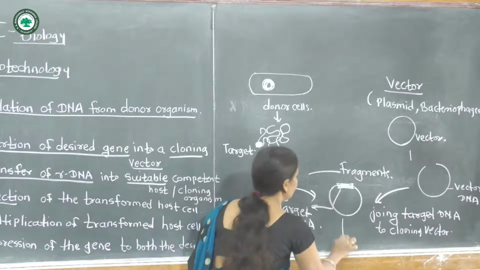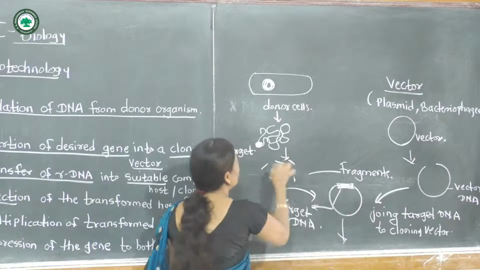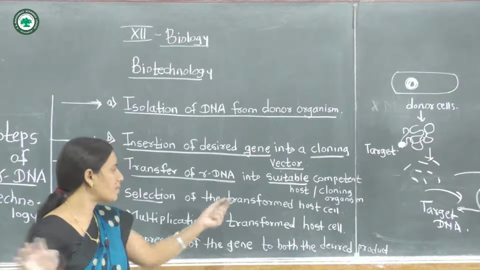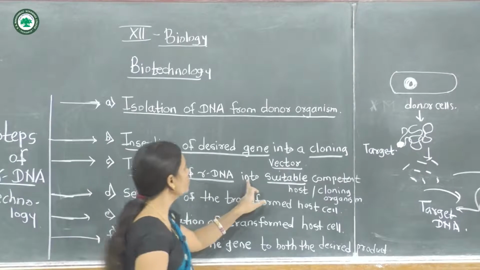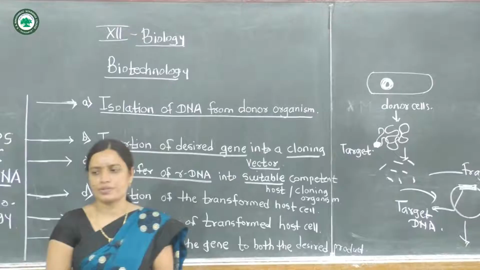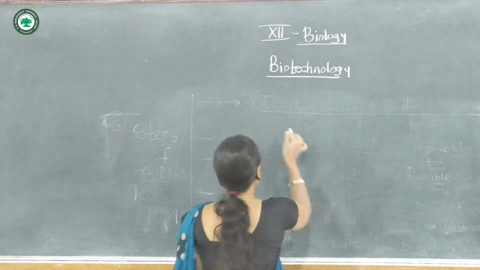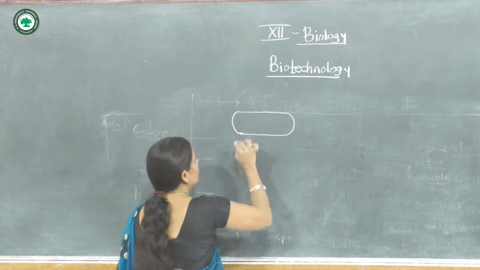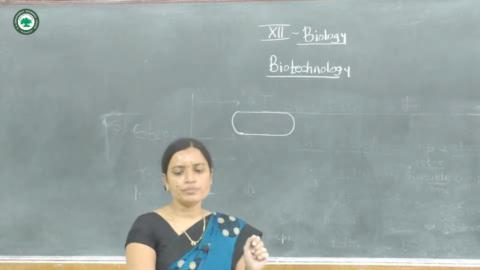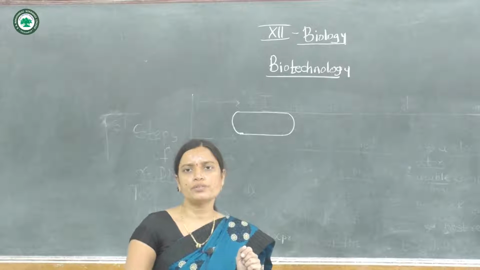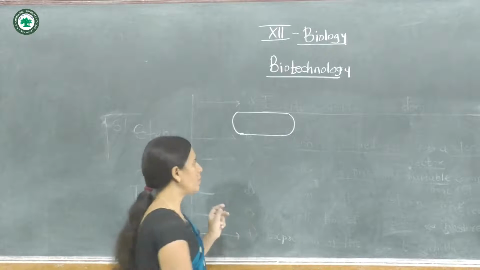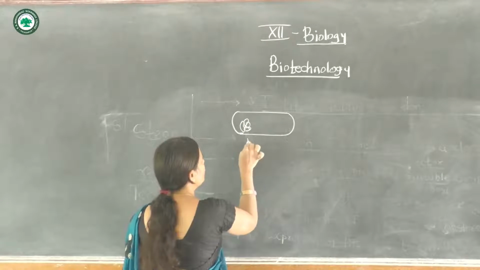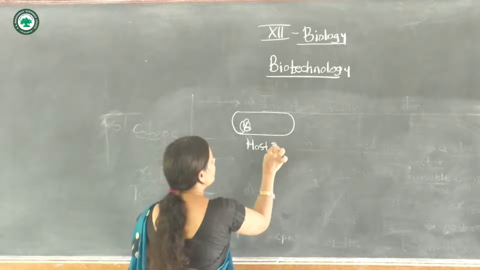Now the next step, they can introduce this vector into the suitable competent host. Now this host cell, and this insertion of this target DNA through one of the bacterial cells, the host bacterium.